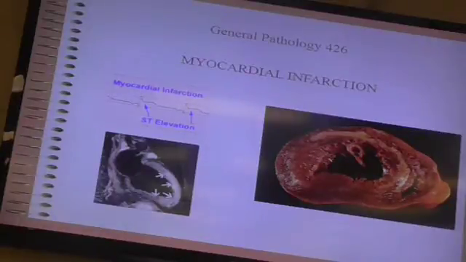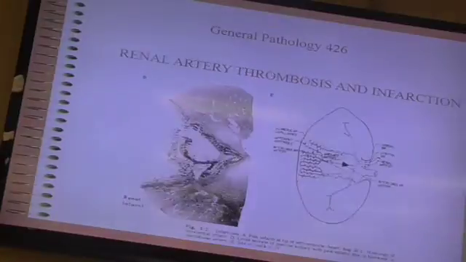Infarction in the kidney, and that's what it looks like. You get this nice triangular shape, and if you look at the diagram of the circulation, you can see why that happens.